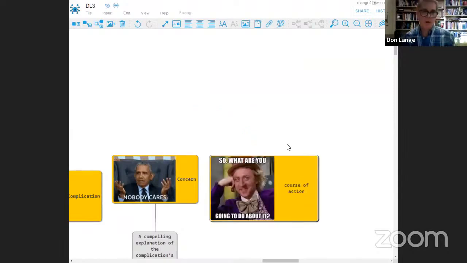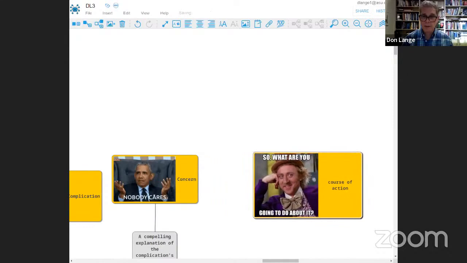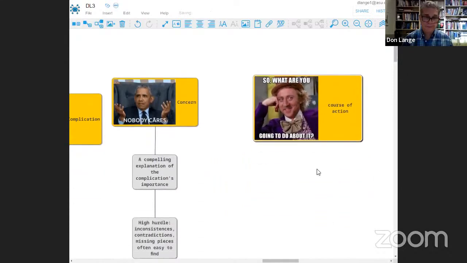There it is. So your course of action, as I say, is really what your project is all about. It's the solution that you're providing. So when you're writing this up, again, you need to make sure that when you're explaining your course of action, you are explaining how it is highly relevant to, guess what, the complication.